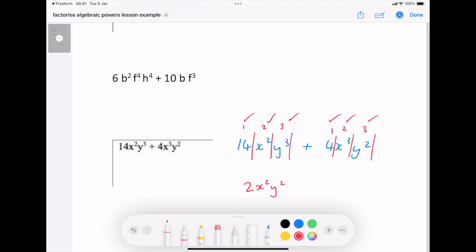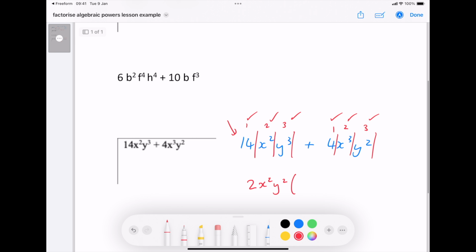So the next thing that comes is the bracket. So let's go back to the start. Okay, we need to make 14, and we've got a 2 outside. So something times 2 makes 14. The answer is 7. We need to make x squared, and we've already got an x squared outside. So it would just be timing it by 1, so you don't do anything, just leave it. We need to make a y cubed, and we've got a y squared outside. So we need y, because y squared times y is y cubed.